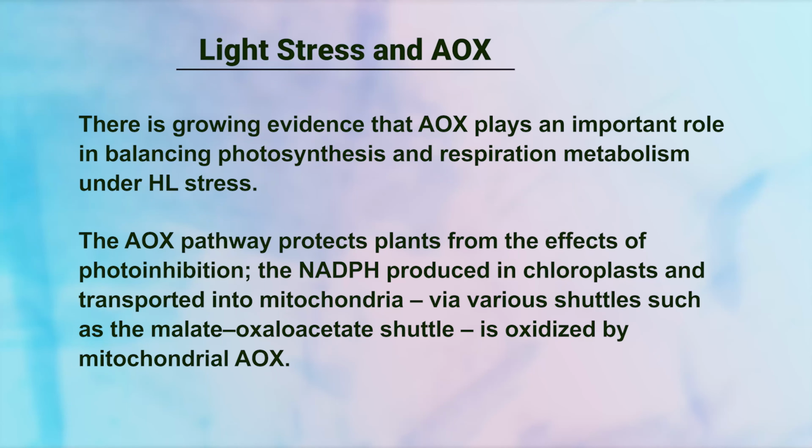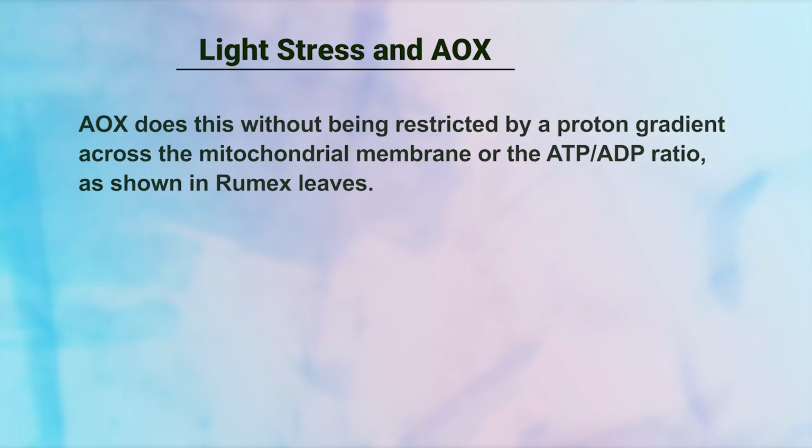The NADPH produced in chloroplasts and transported into mitochondria via various shuttles such as the malate-oxaloacetate shuttle is oxidized by mitochondrial AOX. AOX does this without being restricted by a proton gradient across the mitochondrial membrane or the ATP-ADP ratio, as shown in Rumex leaves.